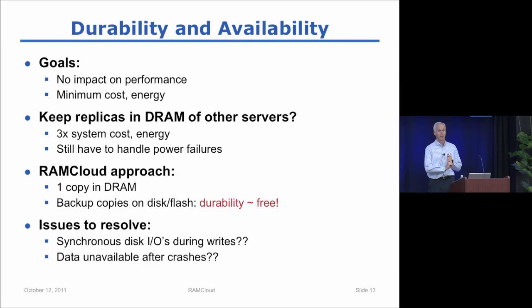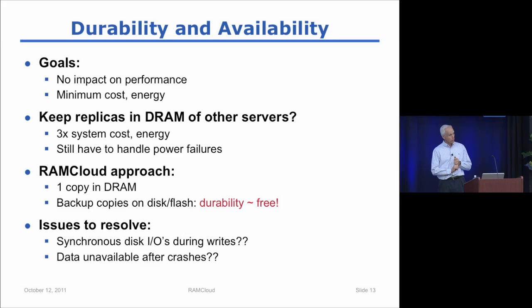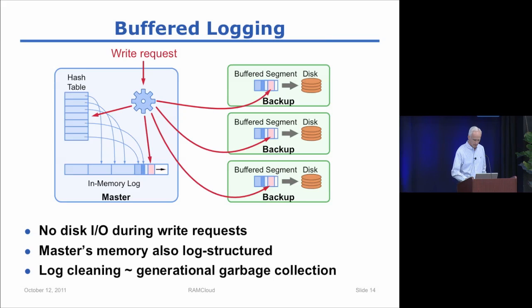The first one is, doesn't this mean we have to wait for a disk I/O during each write operation so that we know the data is safe when the write completes? And second, if we only have 1 copy in DRAM, what happens when we have a server crash? Then suddenly we don't have the data available. Do we have to read enormous amounts of data from disk and reconstruct information before we can continue operation after a crash? So let me take those one at a time.